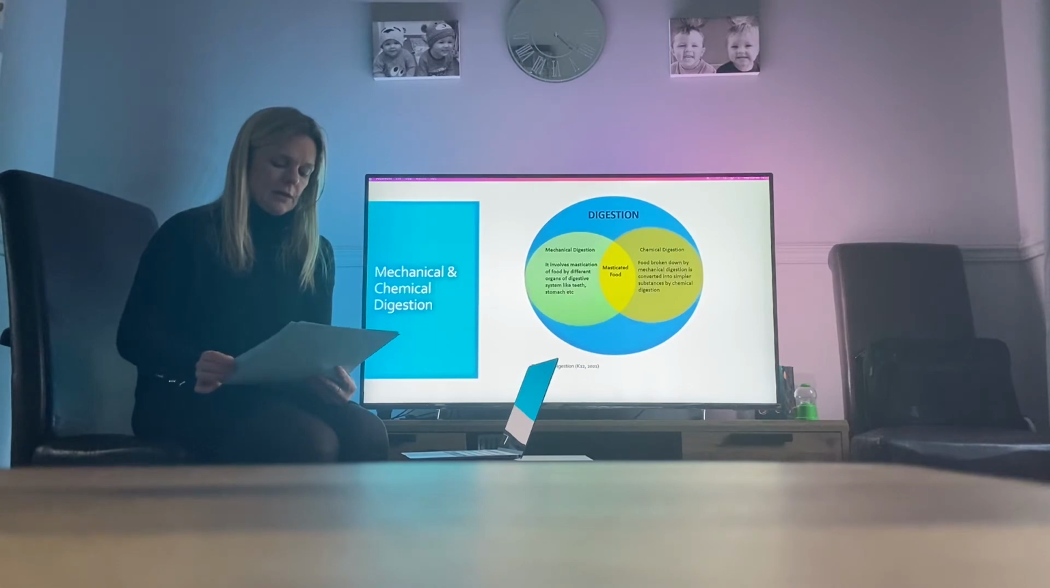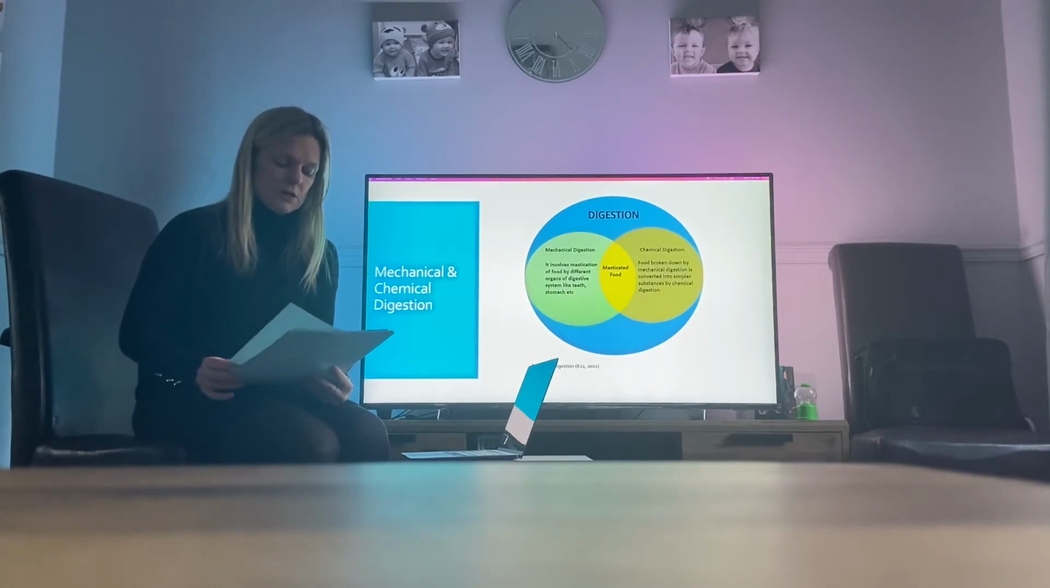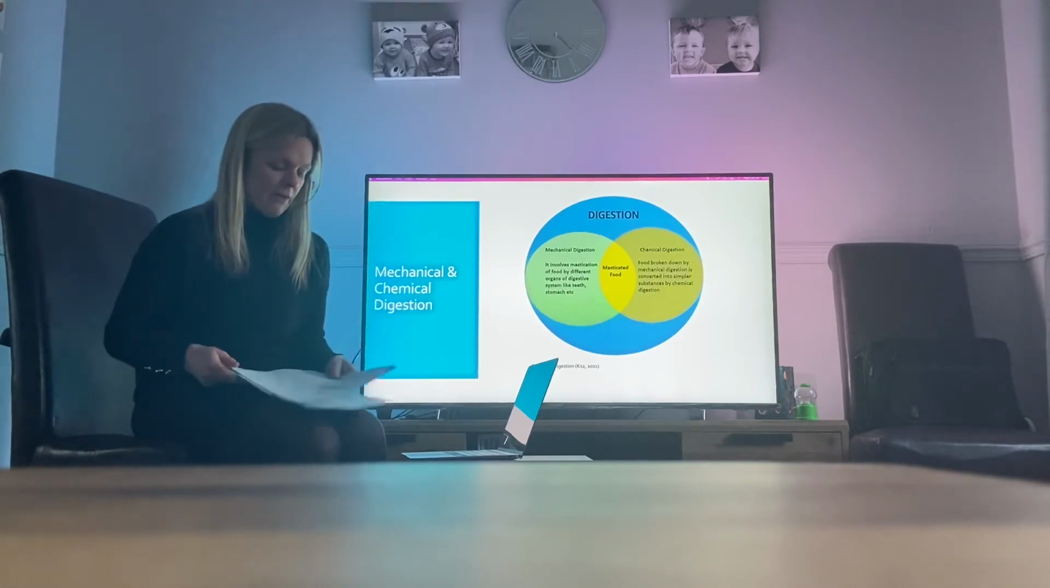Looking more closely, mechanical digestion is the chewing of food in the mouth and the churning of food in the stomach and the small intestines. Chemical digestion is the secretion of enzymes throughout the digestive system to break down foods into smaller parts by breaking the chemical bonds that hold foods together.